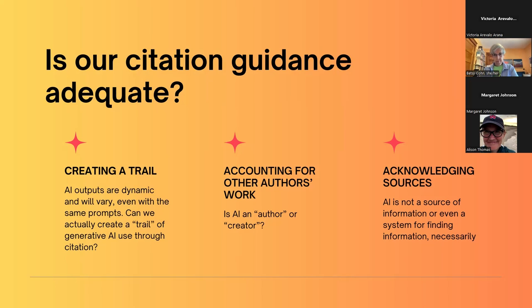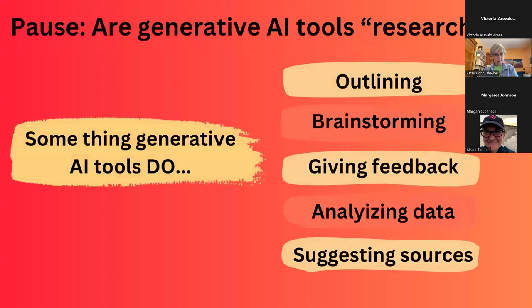How do we account for authors' work when the concept of an author is complicated, right? Is AI an author? Is it creating? In some ways you could argue that there is a creativity to putting things together that may or may not belong, right? But do we account for an author when we're using generative AI tools? And then acknowledging sources, the concept of sources. AI is not a source. It collects things, it provides access to things, but it's not a source of information in the traditional sense. So that complicates the way we think about citation, and the way we think about sources.